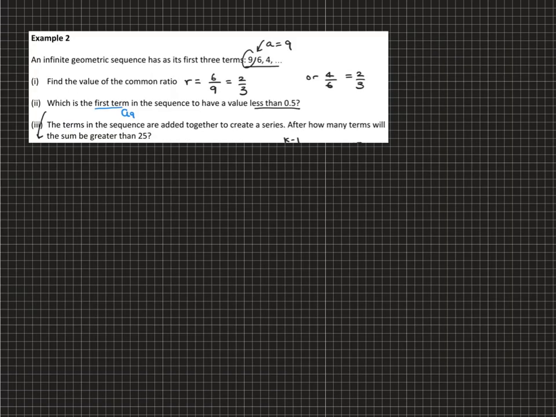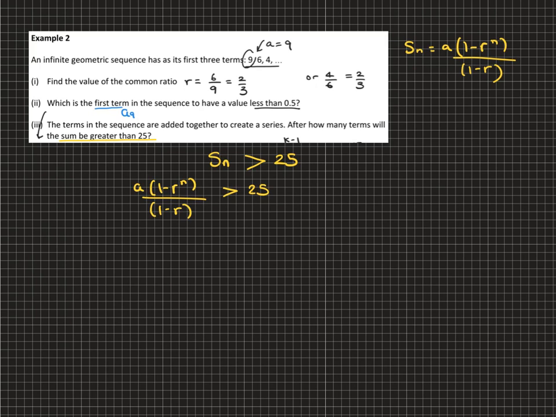So now let's look at part 3. The terms in the sequence are added together to create a series. After how many terms will the sum be greater than 25? So we want to know when Sn, the sum of n terms, is greater than 25. So remember our formula for the sum of n terms. It's a(1 minus r to the n) over 1 minus r. So we are saying that we want a(1 minus r to the n) over 1 minus r to be greater than 25.